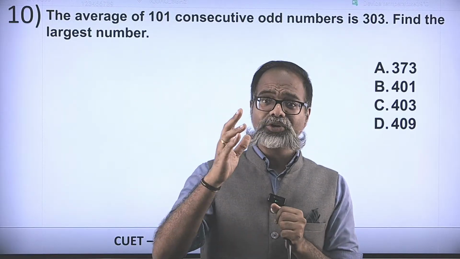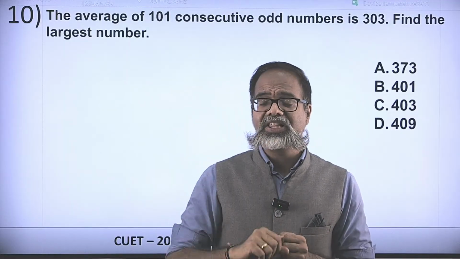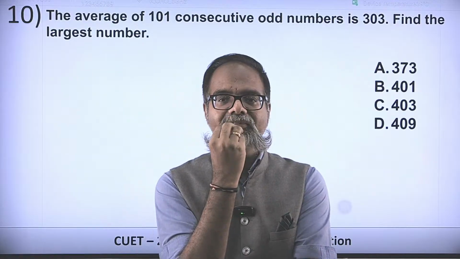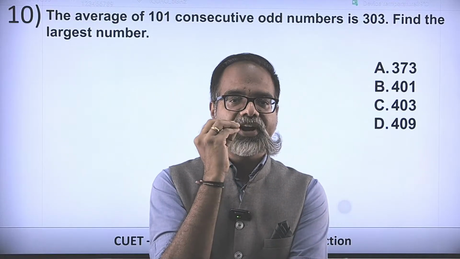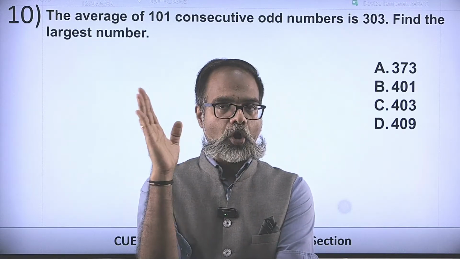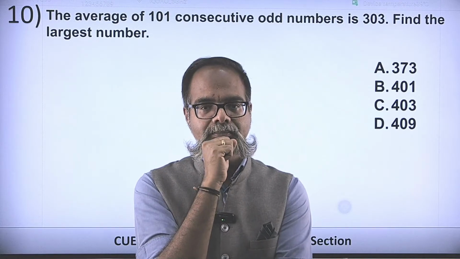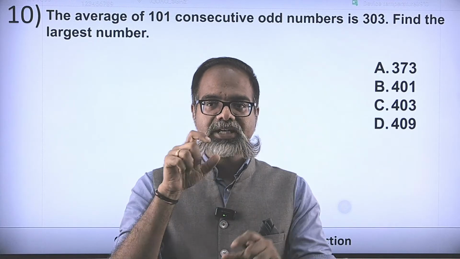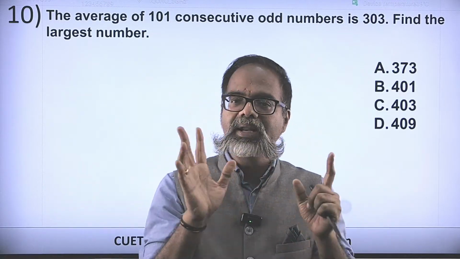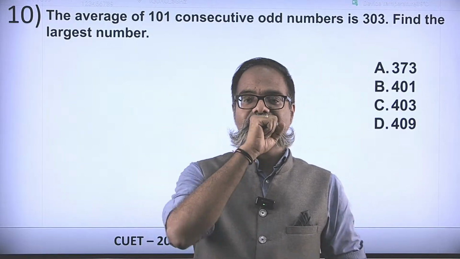Do I actually need to do any calculation? Why not do this logically? Let's see if we can do this without formulae. It says that I am finding the average of 101 consecutive odd numbers. For consecutive odd numbers, the average will be exactly in the middle. Yes, because it's an arithmetic progression, right? So for an arithmetic progression, the middle number is the average. So the value of the middle number is 303.